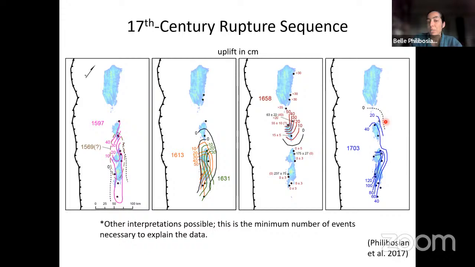I should say that other interpretations are possible. This is just the minimum number of events that we need to explain the data.